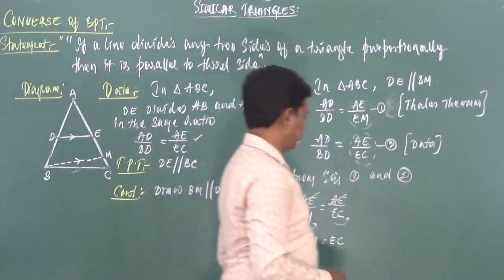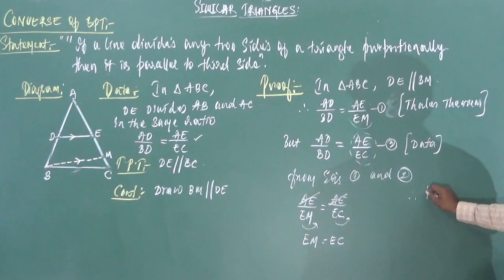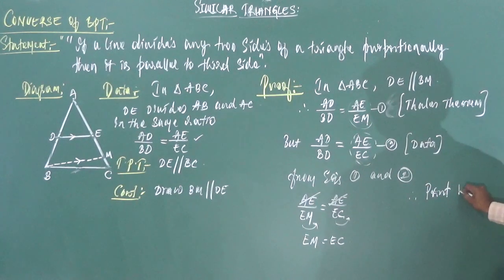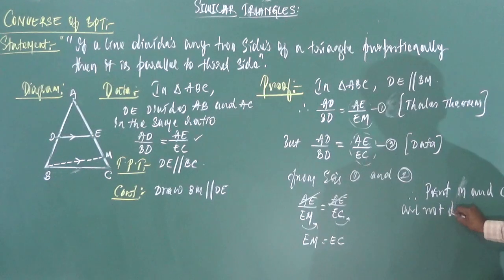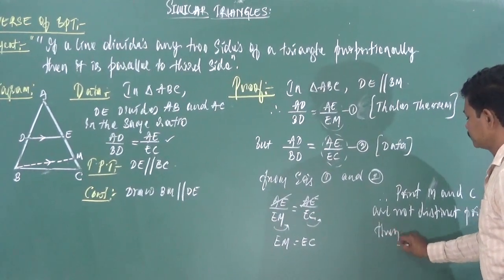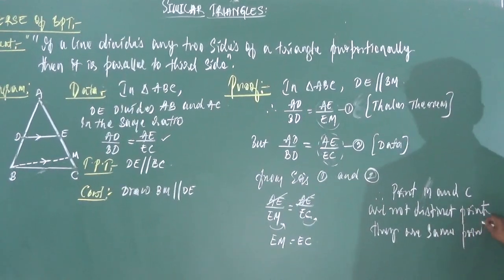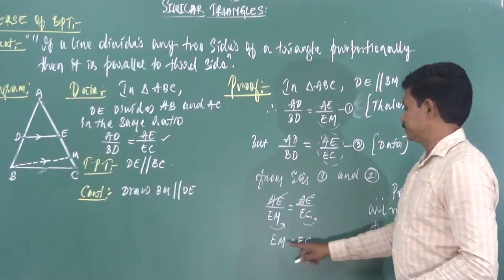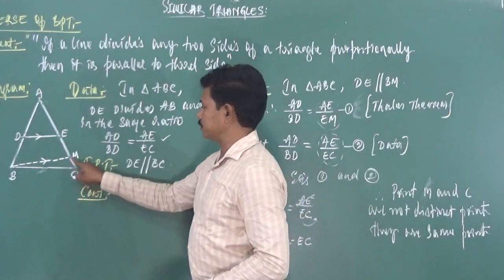So according to the result we have got, EM is equal to EC. Therefore, points M and C are not distinct points. They are the same points. So instead of writing EM, as EM is equal to EC, M and C are not distinct points, they are one and the same.